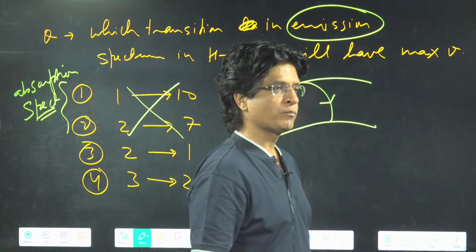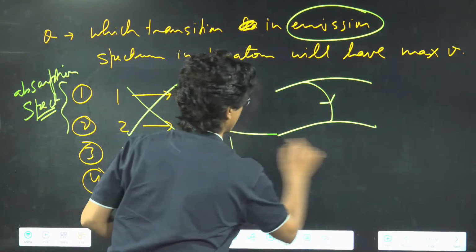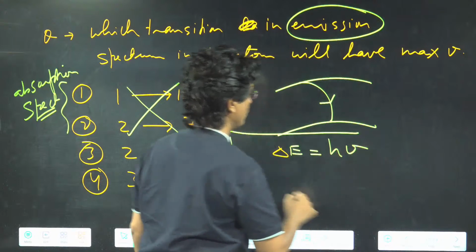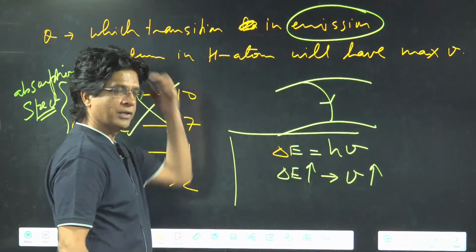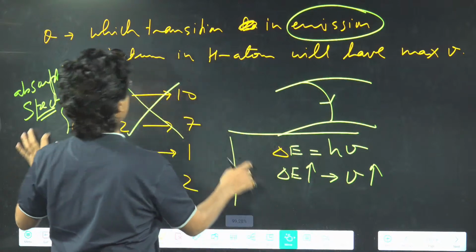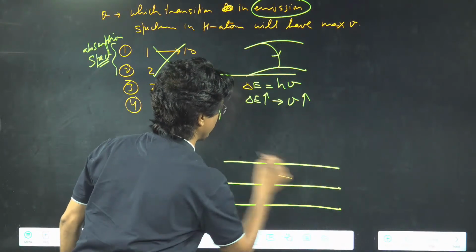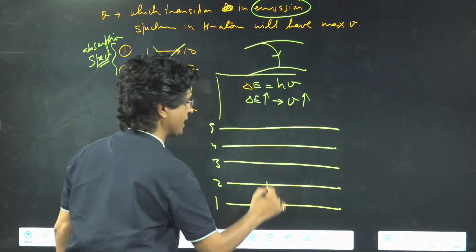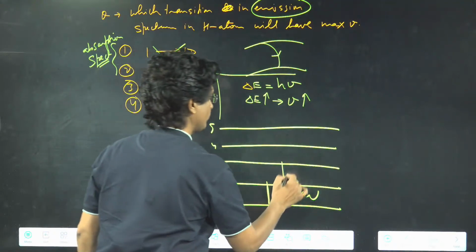Are you getting that? Now comes the very, very important point. You know that delta E is equal to h nu. That means if delta E is higher, frequency will also be higher. Yes or no? So for frequency to be higher, delta E should be higher. Now I have told you multiple times that orbit number 1, 2, 3, 4, 5. This difference is how much? Delta E is how much? 10.2 electron volt from 2 to 1. This is what? How much?